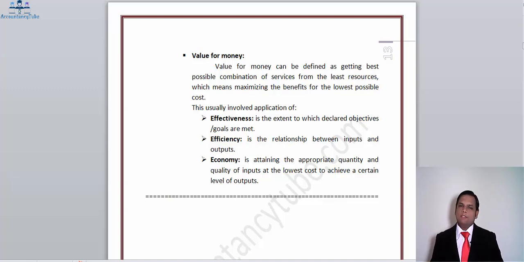So effectiveness is basically the percentage of achievement of goal. Efficiency is the percentage of achievement of resources. And economy is the percentage of achievement of outputs with the least amount of cost. So that's value for money. Moving on to our example.